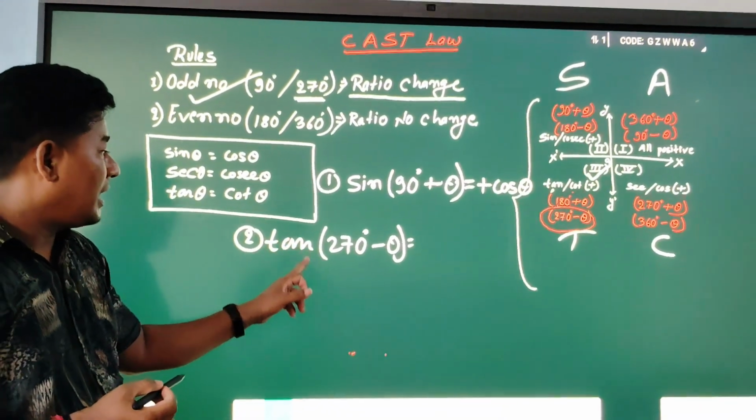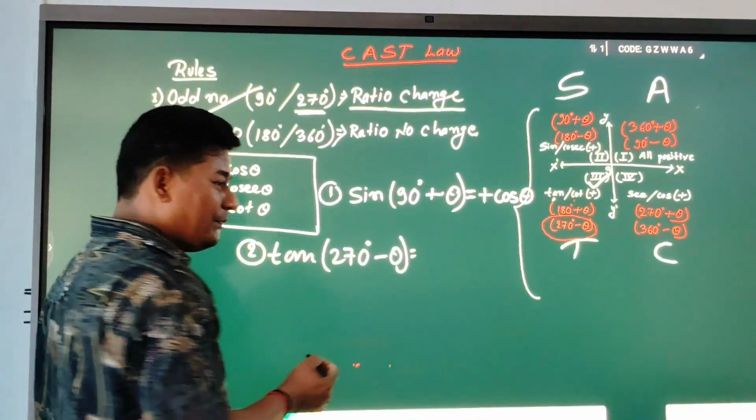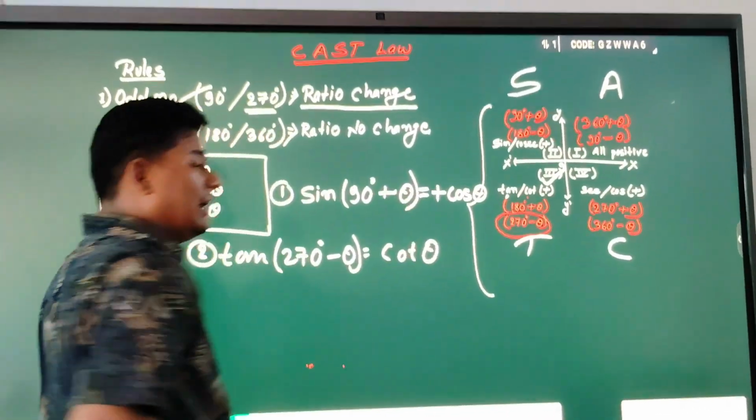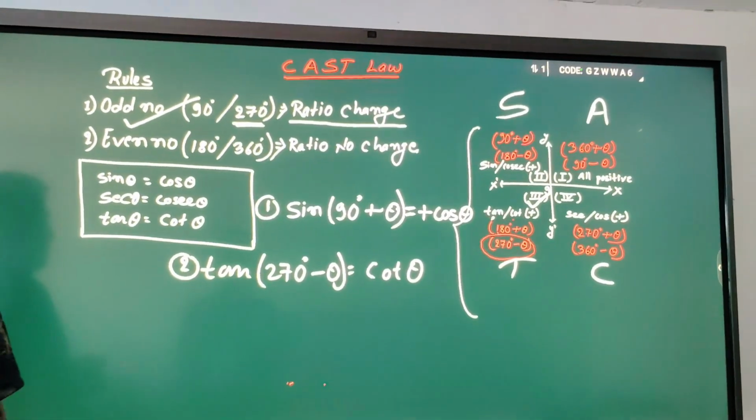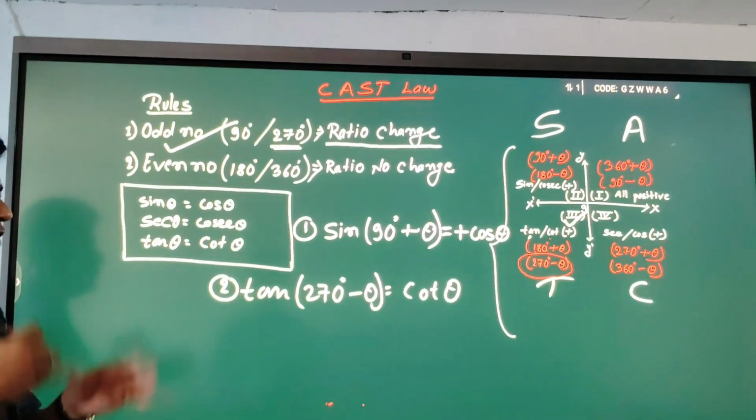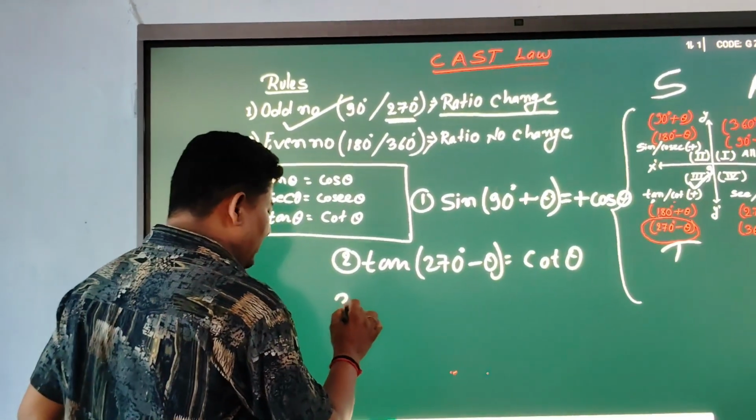That's why tan of 270 degree minus theta equals cot theta. This way we can change any trigonometric ratio. For example, next example I am giving you.